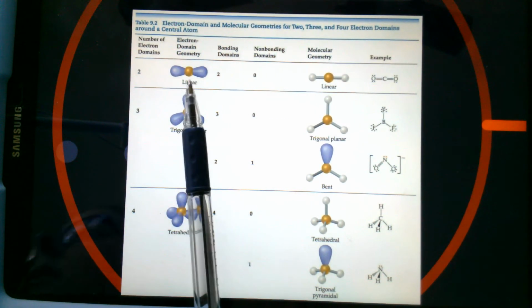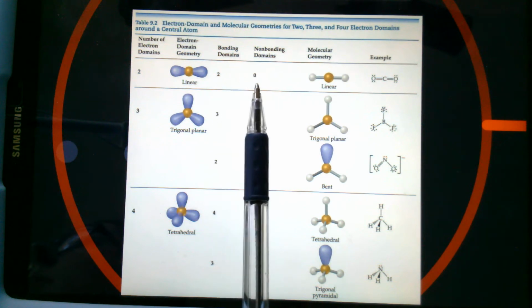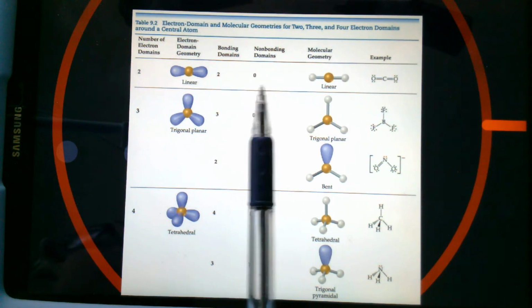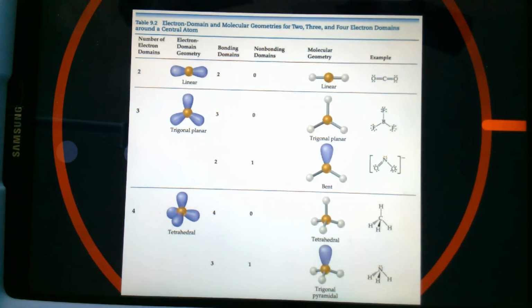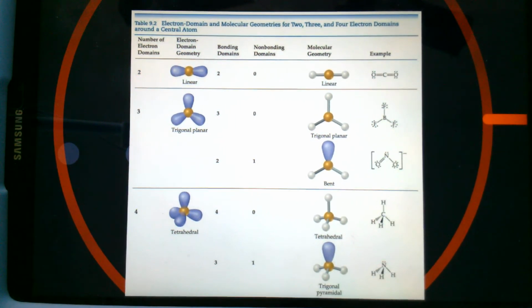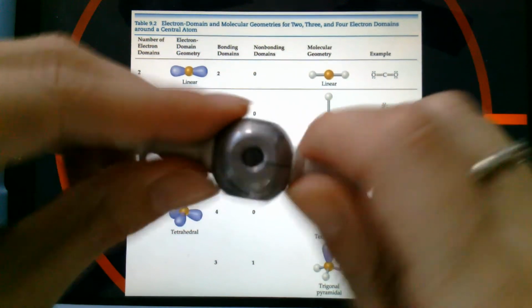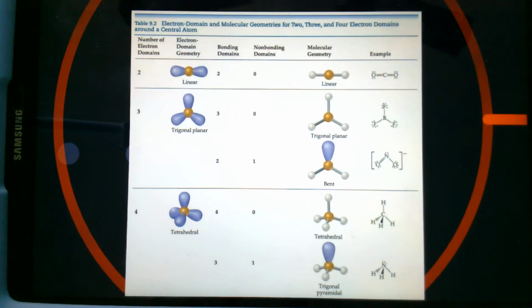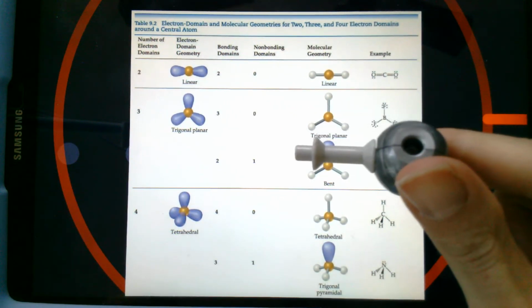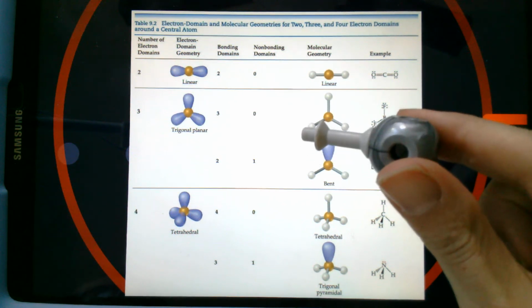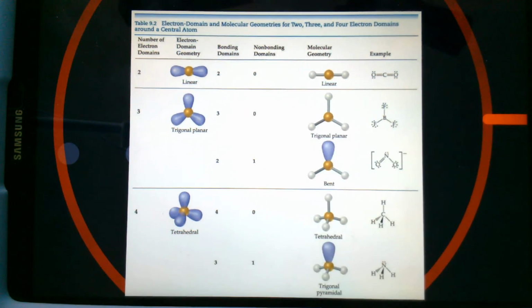If it's linear, you have the 2 bonding domains and 0 non-bonding domains to get that nice linear shape. There's no replacing this with a lone pair and changing the shape. If you take this off and this is a lone pair, it's still linear. Then you have a diatomic and it would still be linear. So nothing fun really there.